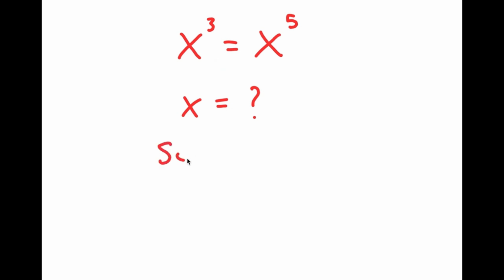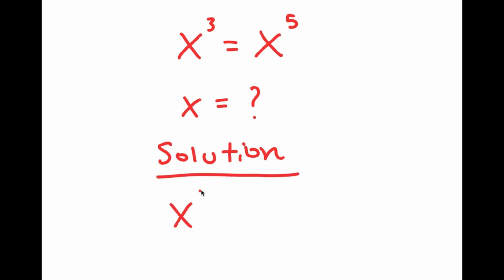Alright, so in this video, I'm going to be solving the equation x to the power of 3 is equal to x to the power of 5. So, my only variable in this equation is x, so that's what I'm going to be solving for. And now for my solution, I'm going to rewrite my equation down here so I have a little more solving space. So my equation x^3 = x^5.